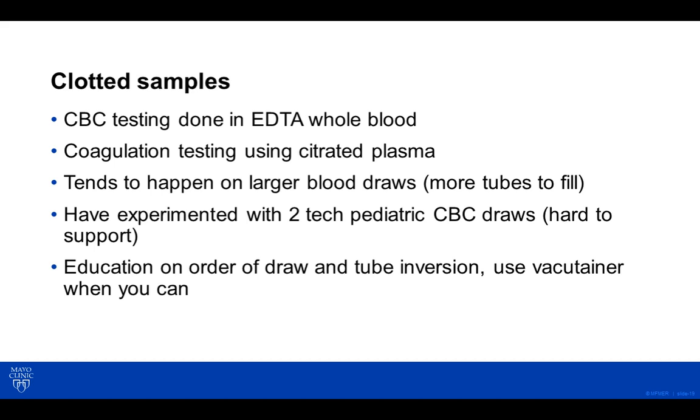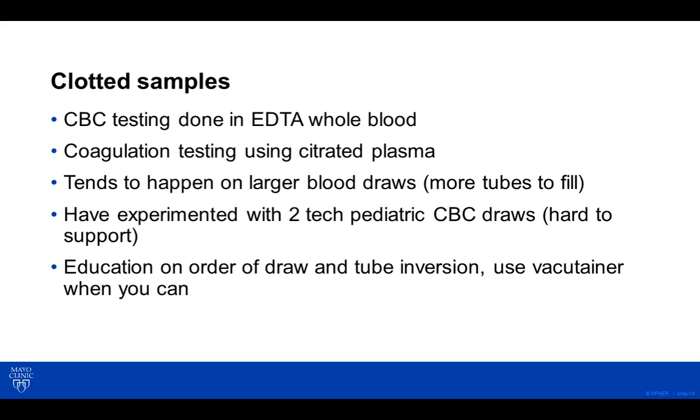Our CBC specimens are collected in EDTA tubes, coag, and citrated plasma. If those clot before testing, they're unacceptable. Most labs have a system, usually visual, to assess for clots before they test. We know that clotting of CBC and coag specimens tends to happen on larger blood orders, and probably most often on infants and children.